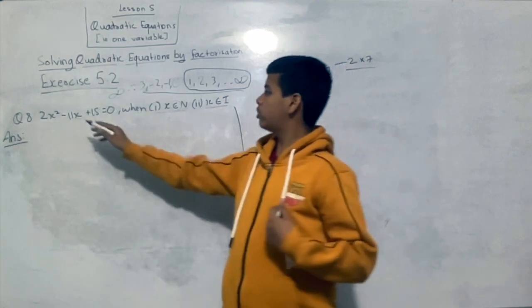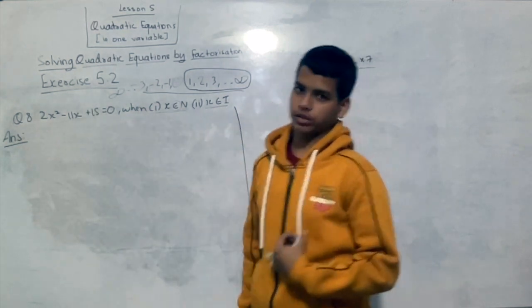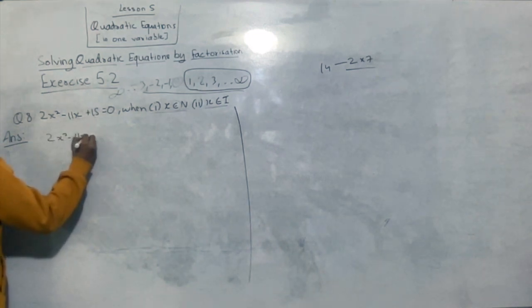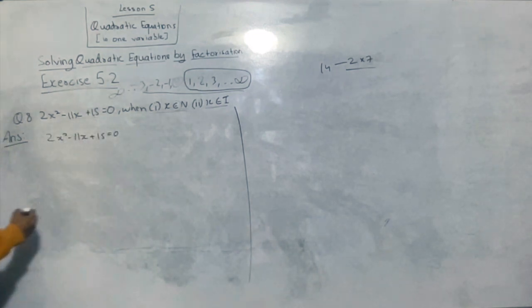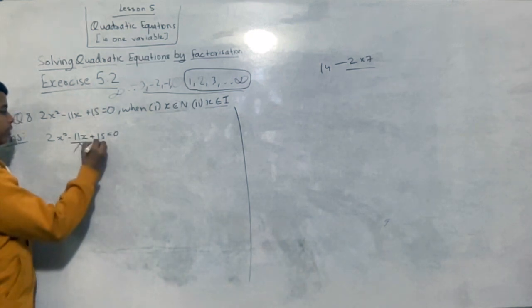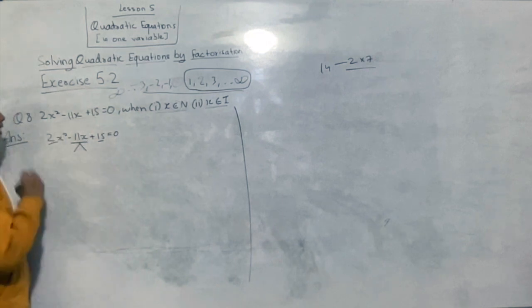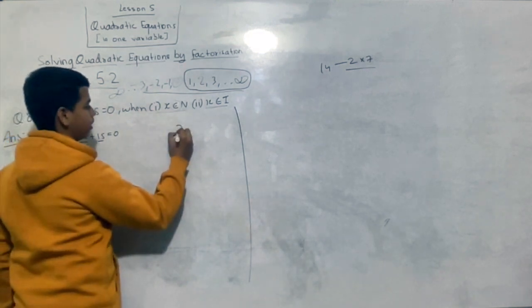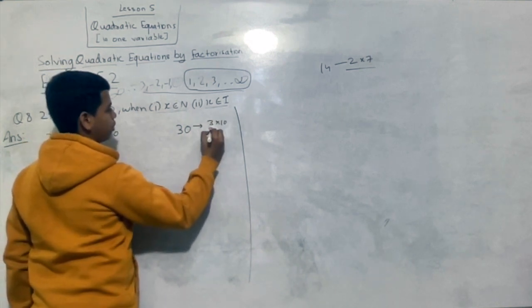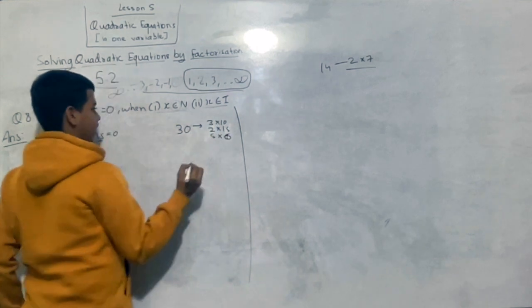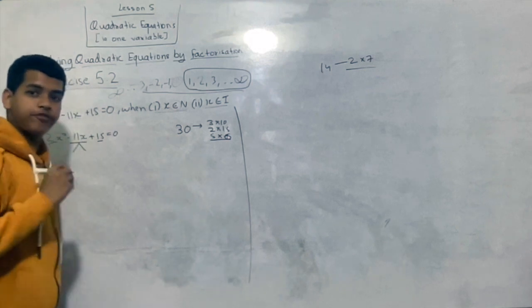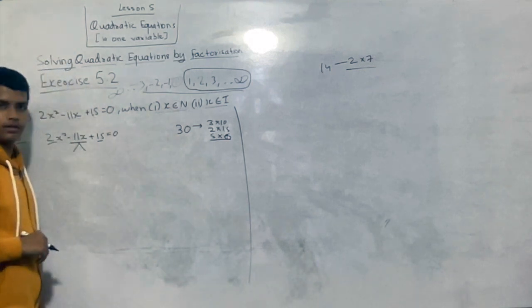So first of all we are going to solve this, and after that we will look into these sub-questions. Here the question is 2x squared minus 11x plus 15 is equal to 0. Here we have to split 11x into two numbers such that their product is 15 times 2, which is 30. So let's take the factors of 30. 3 into 10 is 30. 2 into 15 is 30. And that's it, we don't need anything more. We got our answer: 5 into 6 is 30 and 5 plus 6 is 11x.